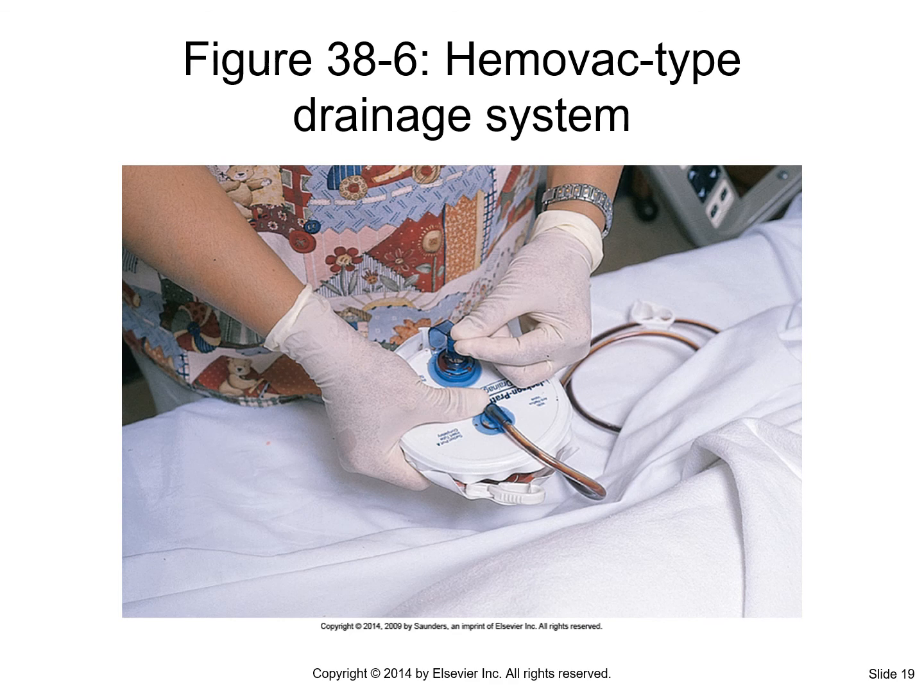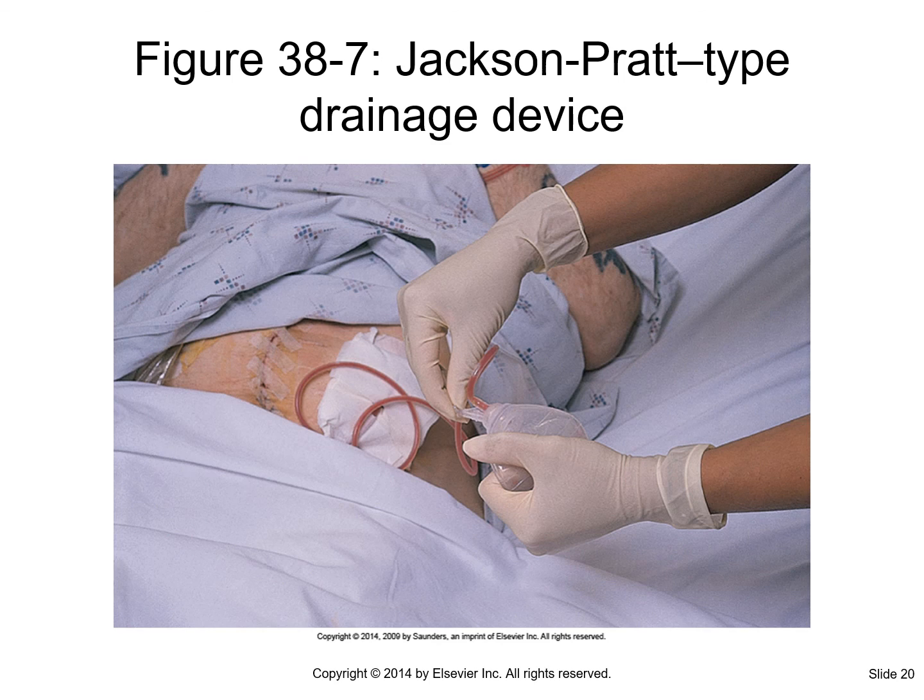Then we have the Hemovac. This is like an accordion. It's going to be pushed down, similar to a Jackson-Pratt, and secured. And then that vacuum, that pressure change, the negative pressure, the fluid's going to flow towards the negative pressure, from positive to negative. Here's the Jackson-Pratt. You're going to squeeze the bulb and then secure it. You always want to make sure that bulb is squeezed.